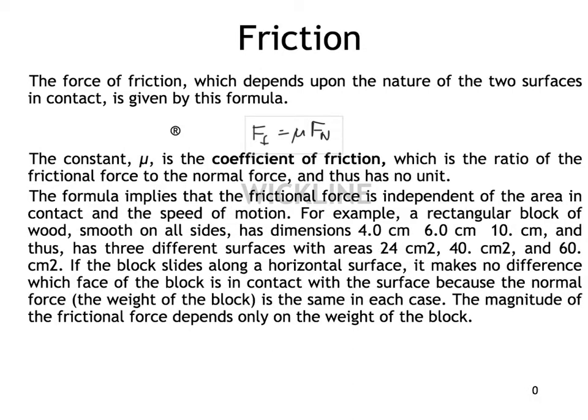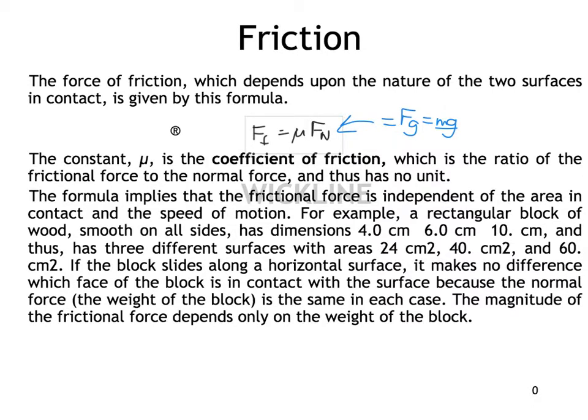So, hints to help you early on: Fn is almost always equal to Fg. Basically, if the object is not falling, then Fg and Fn are the same, which means that you can use the equation Fg equals mg to stand in for Fn.